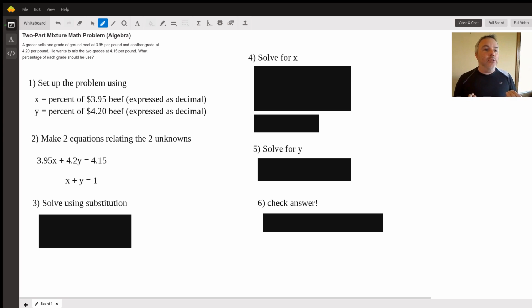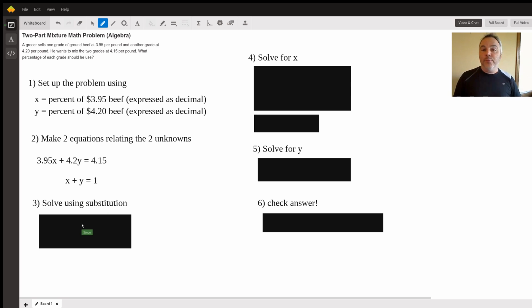What's that second equation? Well, we know that the total percent is 100%. So x plus y has to equal 100%. But again, since I'm using decimals, I'm just going to use 1 instead of 100%. Okay, so I have two equations, two unknowns.